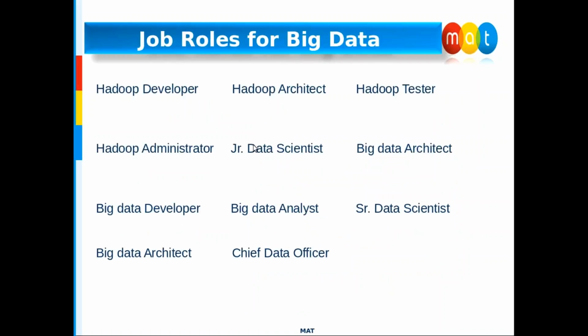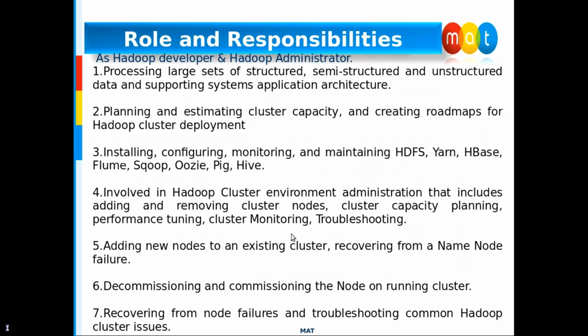These are all the different roles you are going to get after completion of this course. These are all different responsibilities. There are many, so don't worry about this. We'll be discussing each one more clearly.